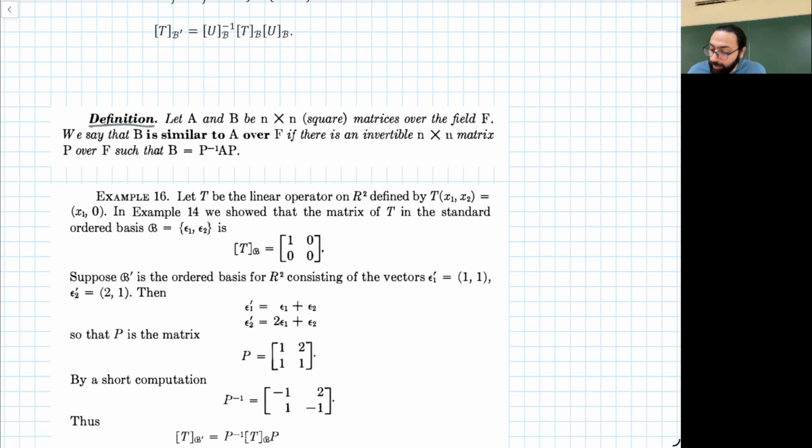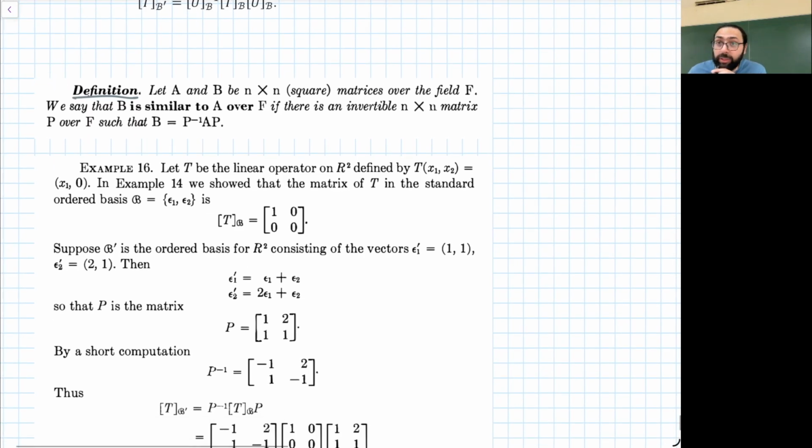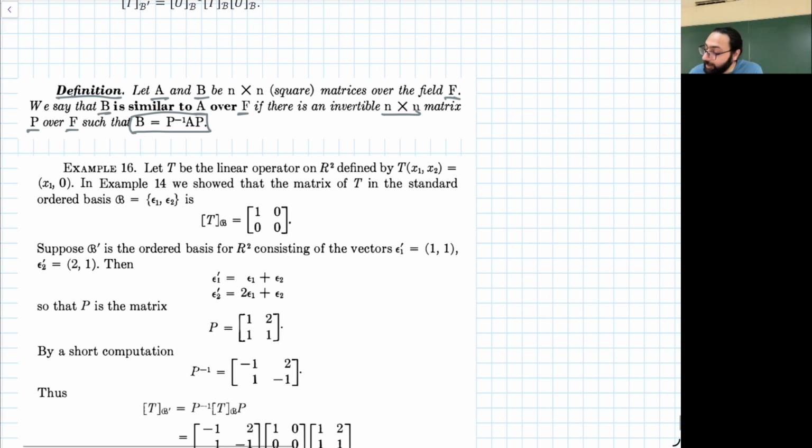Great. So the next part is what I already alluded to, which is the definition of a similarity transformation. Let A and B be n cross n square matrices over the field F. We say that B is similar to A over the field F if there is an invertible n cross n matrix P over the field F such that B is the same as P inverse AP.